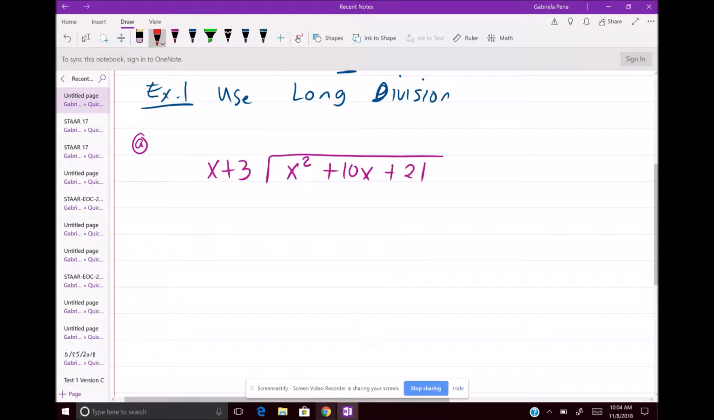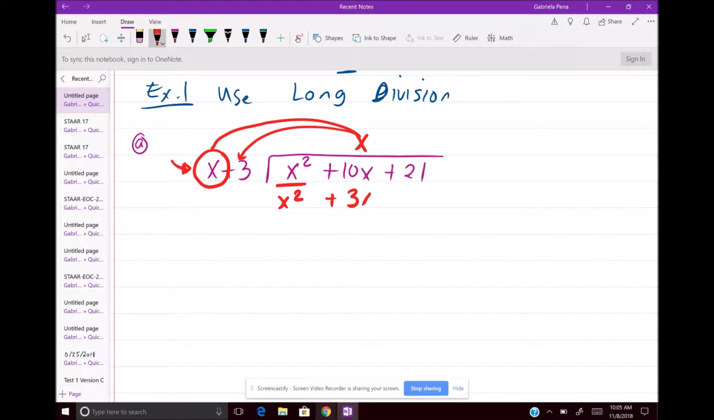All right. So the first question you need to ask yourself is, what do I have here? X squared. And it always deals with the first thing. What times this is going to give me an x squared? X. Now, the x goes here. Why there? Because this is your column for x's. This is where your x squared would go. So you're telling me x times x is what? X squared. X times positive 3 is what? 3x.